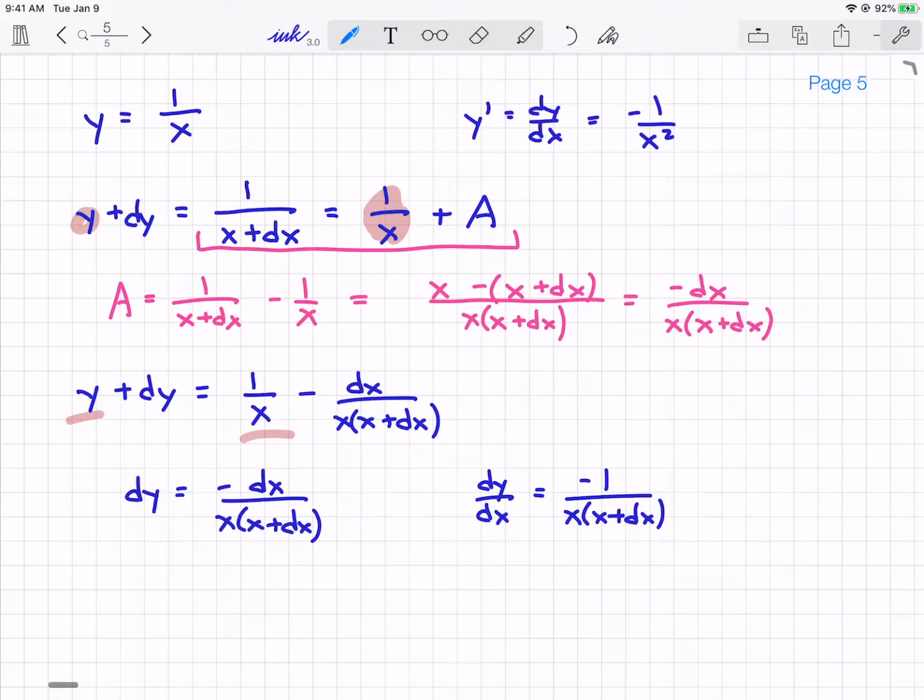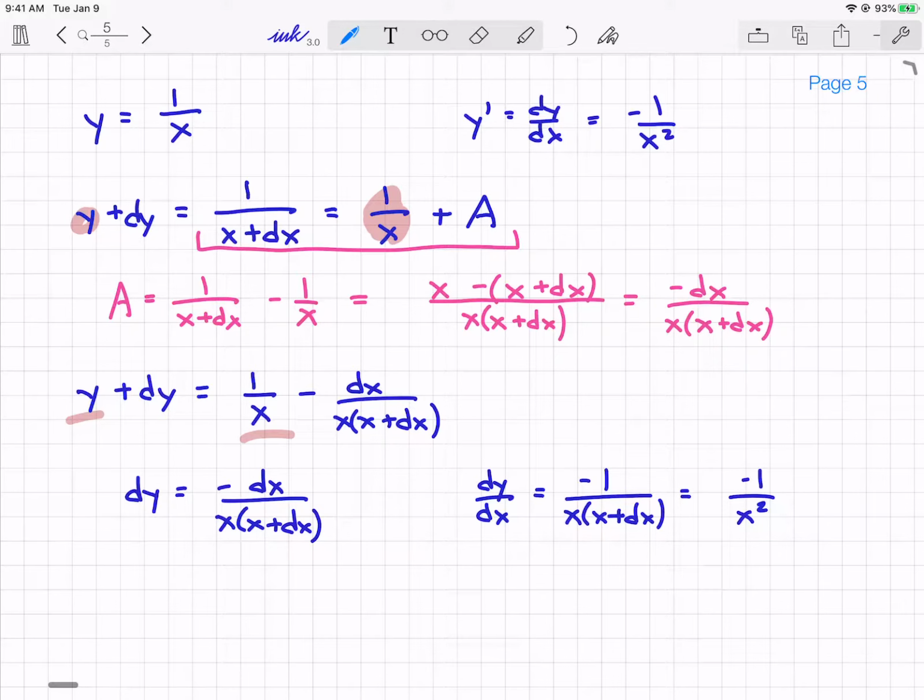So now in this context, I have to realize that dx is infinitesimally small and essentially just make it go to 0. So I get negative 1 over x times x, which is negative 1 over x squared. So there's kind of some hand waving, and you've got to stop and think about what's going on. And you have to know when the right and wrong time is to say dx is approximately 0. So it's very difficult to solve problems like this.